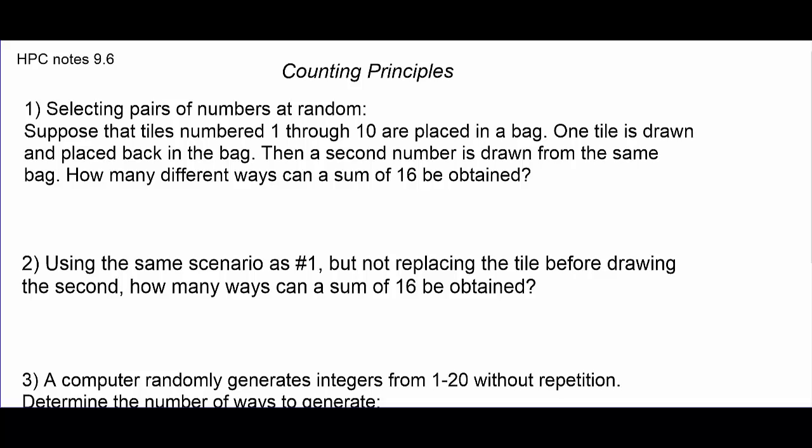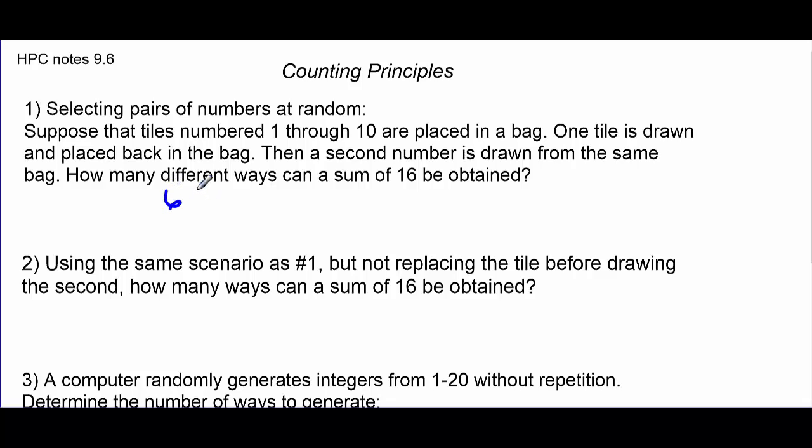So let's talk about selecting pairs of numbers at random. Suppose that tiles numbered 1 through 10 are placed in a bag. One tile is drawn and placed back in the bag. Then the second number is drawn from the same bag. How many different ways can a sum of 16 be obtained?